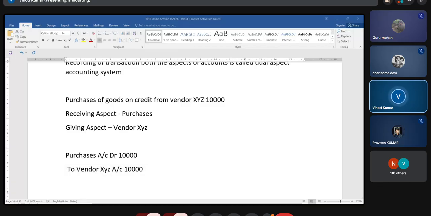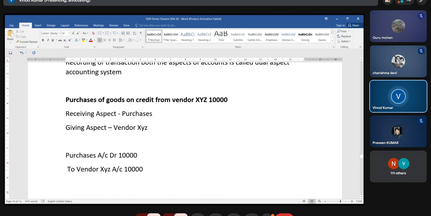And it is also convenient to track. It is also better to understand the total of debit and credit. To match the accounts, it is very easy if you follow the dual aspect accounting system. So in the entire universe, now all the companies are following the dual aspect accounting system. The dual aspect accounting system says that if a transaction has two or more aspects, recording both the aspects, one on the debit side and one on the credit side, is called the dual aspect accounting system.